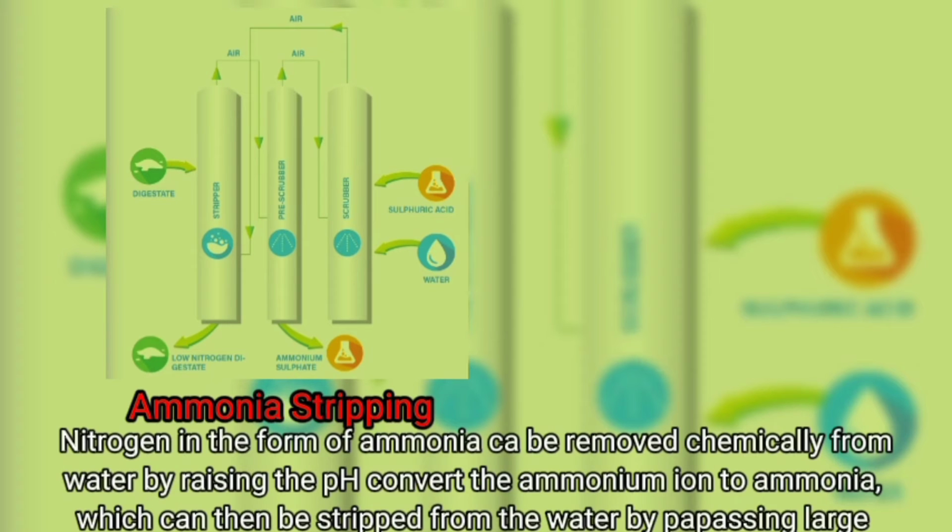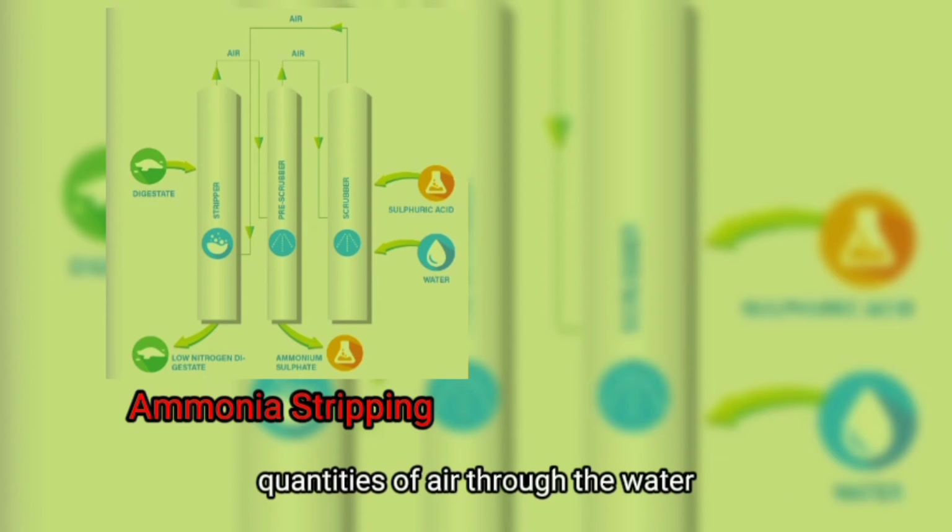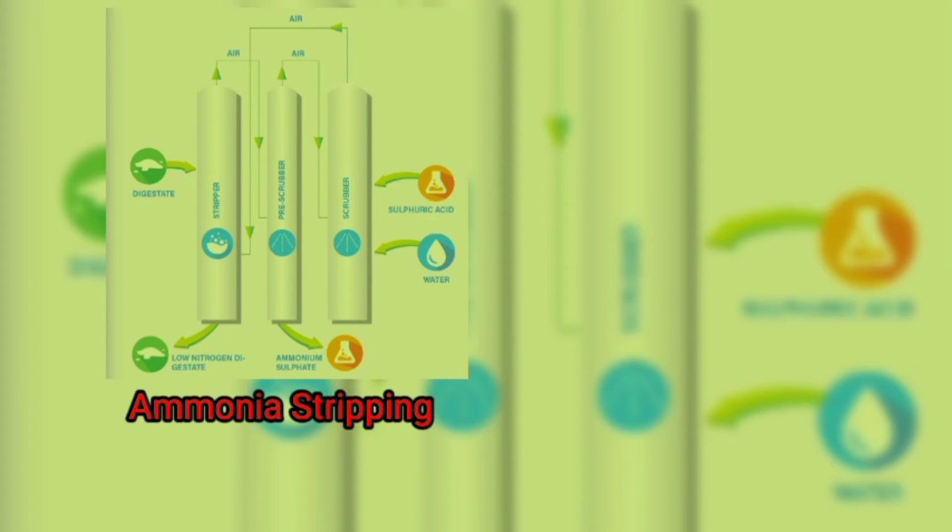So lastly is ammonia stripping. Nitrogen in the form of ammonia can be removed chemically from the water by raising the pH to convert the ammonium ion to ammonia, which can be stripped from the water by passing large quantities of air through the water. So this is my report, and thank you.